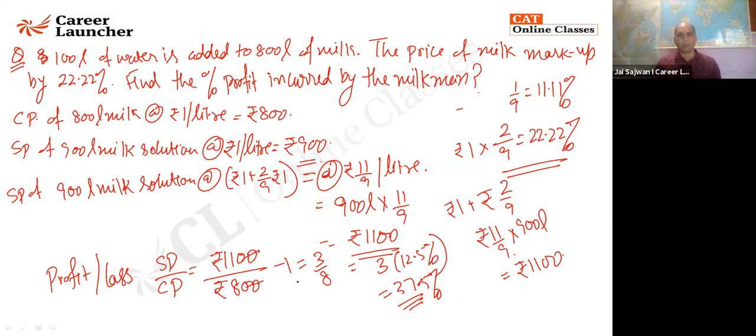Because 800 rupees worth of milk is finally going to generate me the revenue, is finally going to be sold at 1100 rupees. I'll say there's 300 rupees profit over 800. That is 3 by 8. 1 by 8 is 12.5%. 3 by 8 is thrice of that, which comes out to be 37.5%.